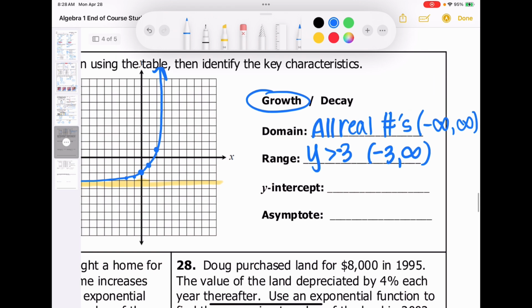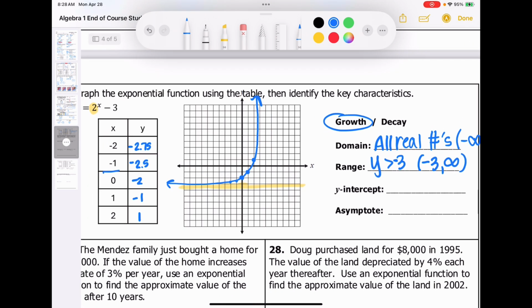Then your y-intercept, you look at your xy table, and wherever x is 0, that point is your y-intercept. And then for asymptote, it's the same thing as the range, you just put an equal sign.